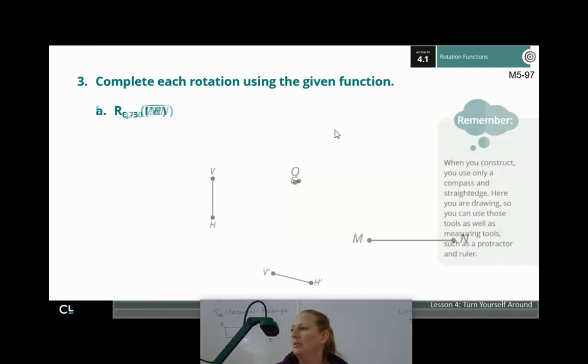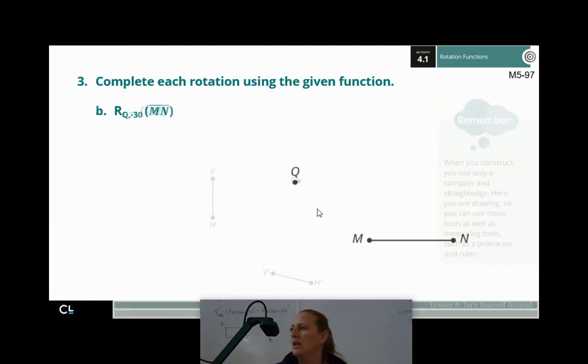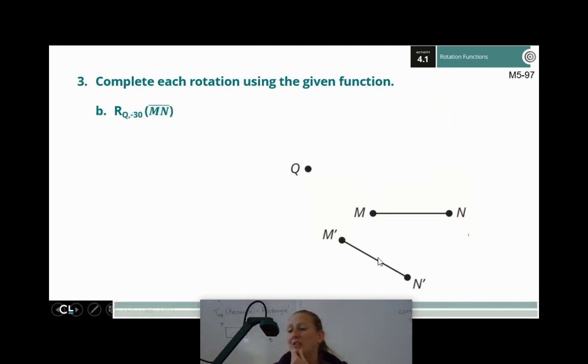So with that in mind, come on over. So yeah, there we go. So here's our first one. We rotated it a positive 75 degrees. This one we rotated a negative 30 degrees.